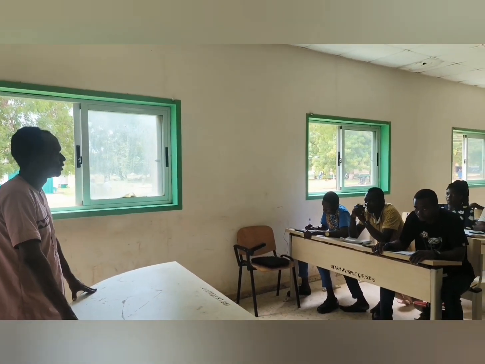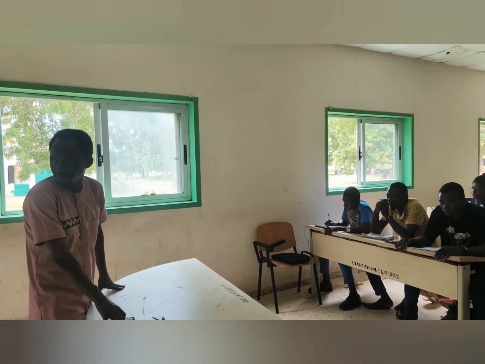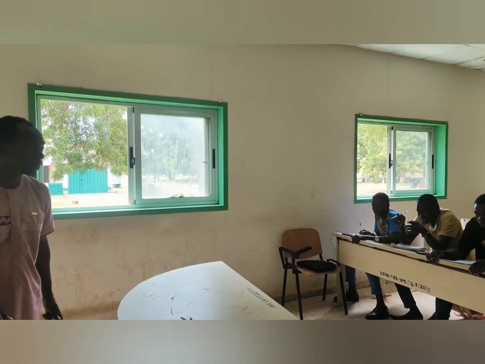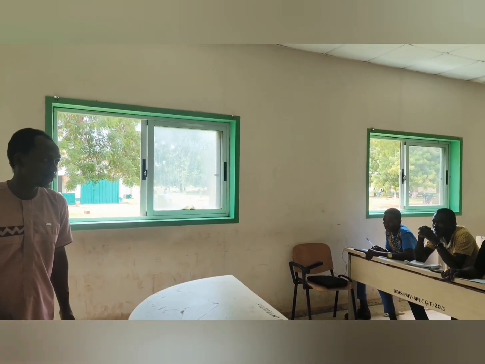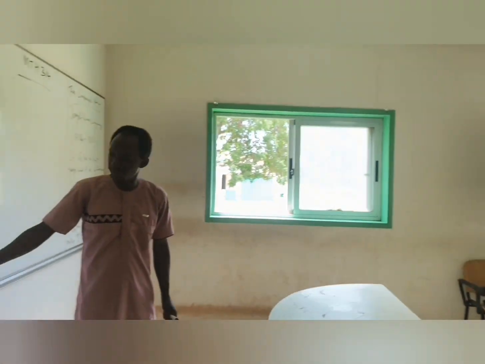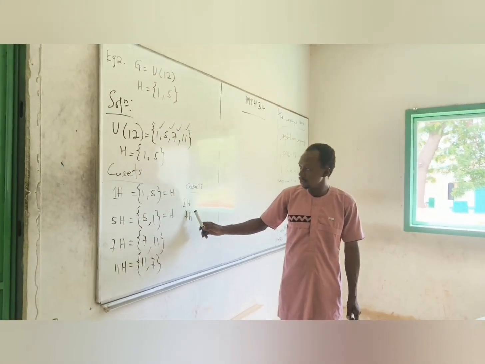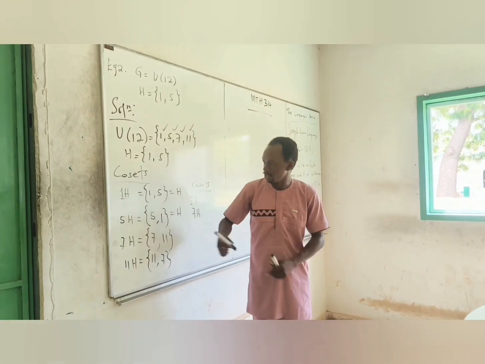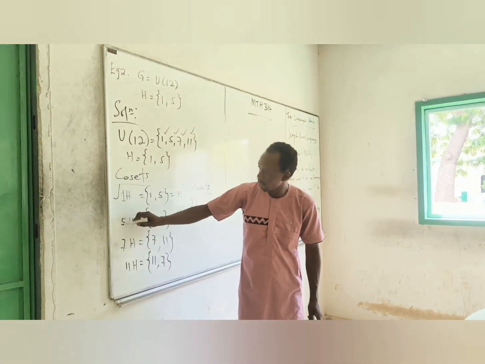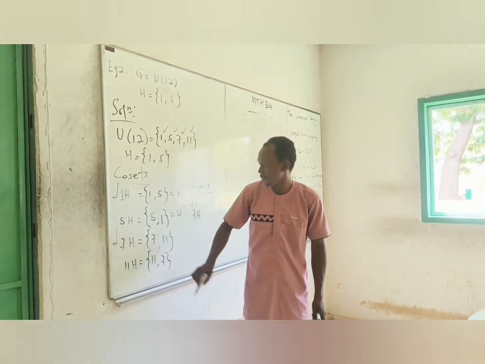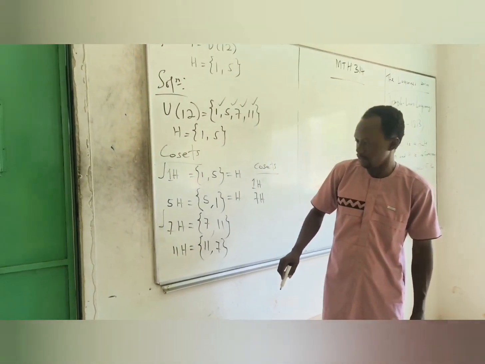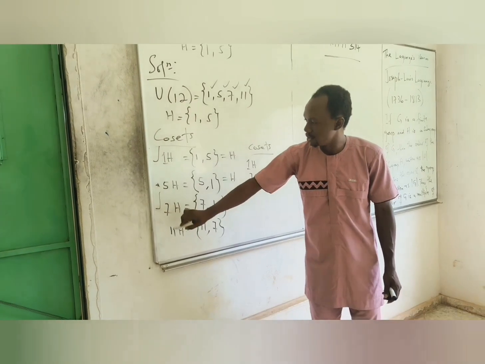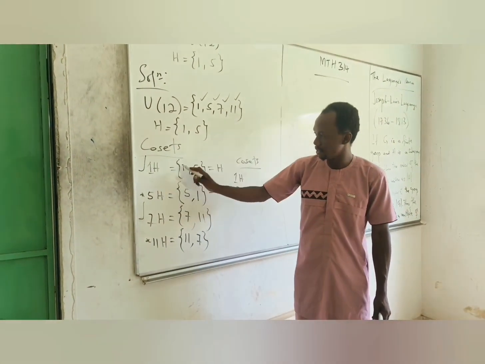Why are 5 and 11 not part of it? He's asking a question. When listing the cosets, we listed only 1H and 7H. Why didn't we list the others? Because they are not distinct. They are repeated. This one is the same as this.